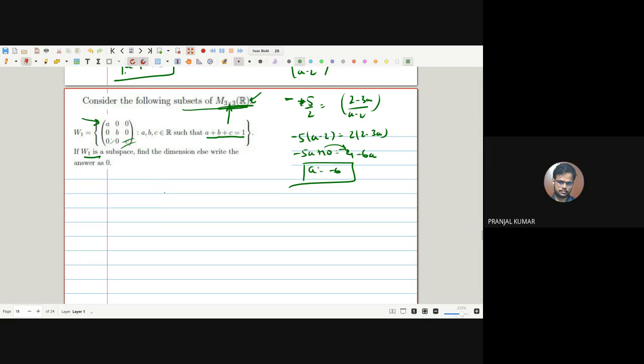Okay, so this is not a subspace, that is for sure. So what is the answer? It is 0, because they have written find the dimension, else write the answer. One more thing: when you have these sets given, there is a special name for these sets, that is known as affine subspaces.